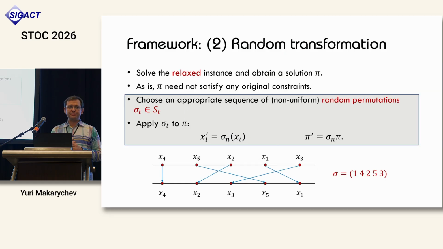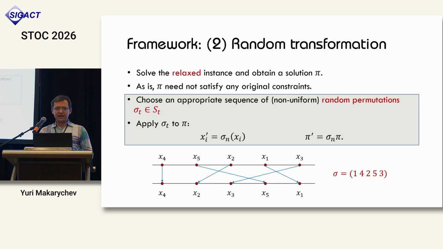So we solve it and we get some permutation pi. Now, the bad news is that pi as is doesn't have to satisfy any original constraints. So it satisfies all the constraints in the relaxed instance, but not necessarily in the original one. And now we choose an appropriate sequence of random permutations sigma t. So for every size t, we have this family of random permutations sigma t, not non-uniform permutations.